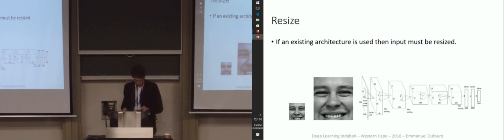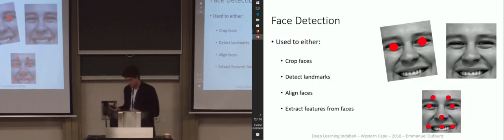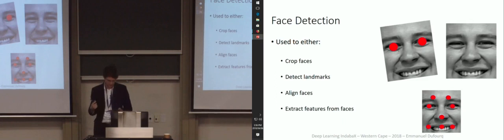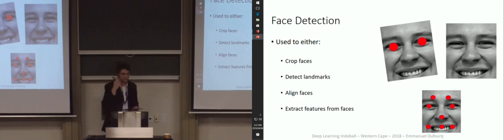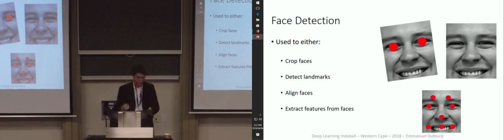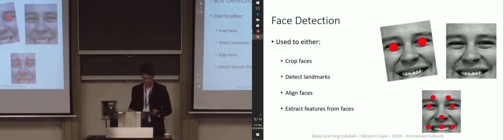Another thing you can do is face detection. Here you would use it to crop faces, detect faces, align faces by detecting the eyes and then checking the angle between them and rotating the image, and also to extract useful features from the face.